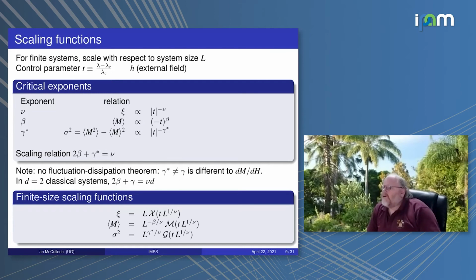Okay, so from this we can write down some finite size scaling functions, which is the typical approach if you're going to do some kind of finite size scaling analysis. And from these we can do scaling function collapse and so on. But what we want to see is what are the corresponding scaling relations if we're looking at an infinite system.